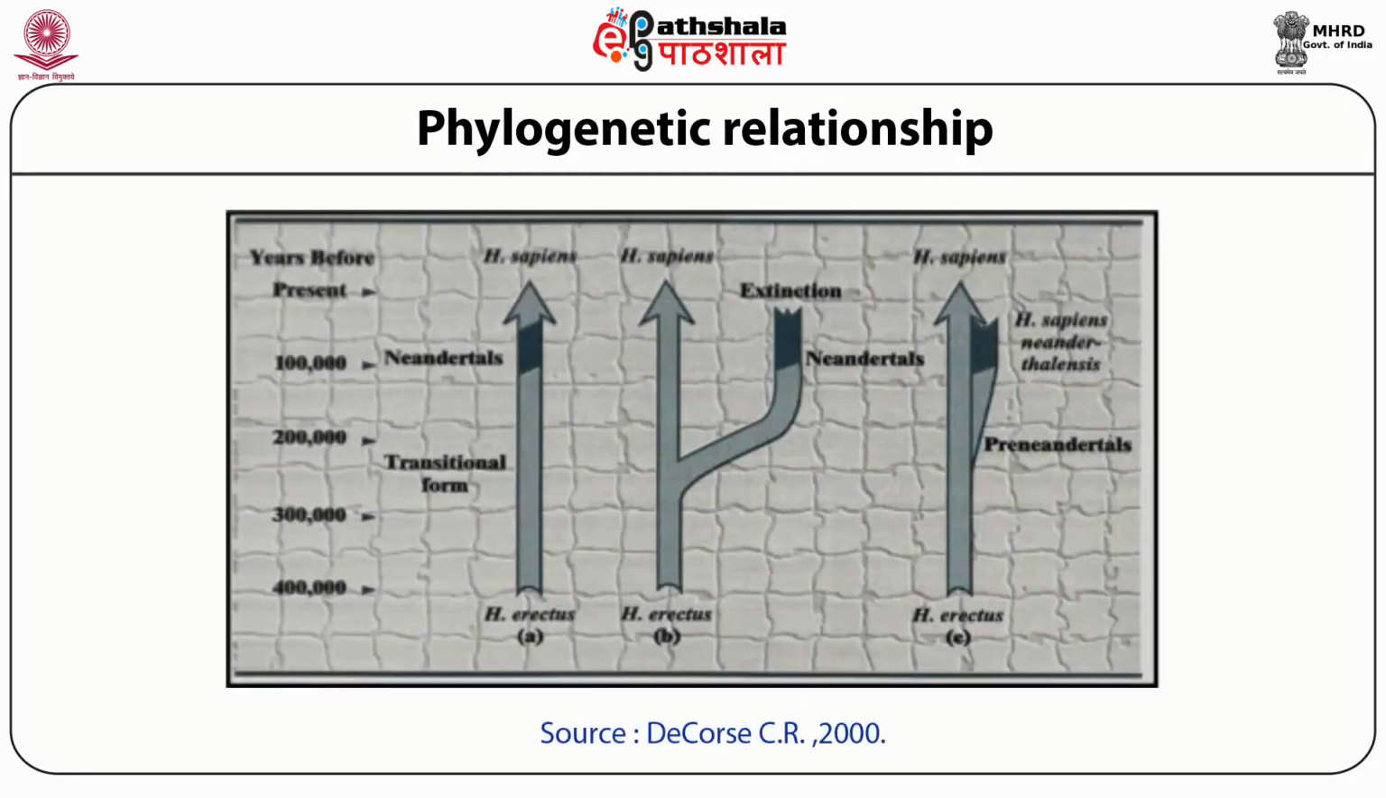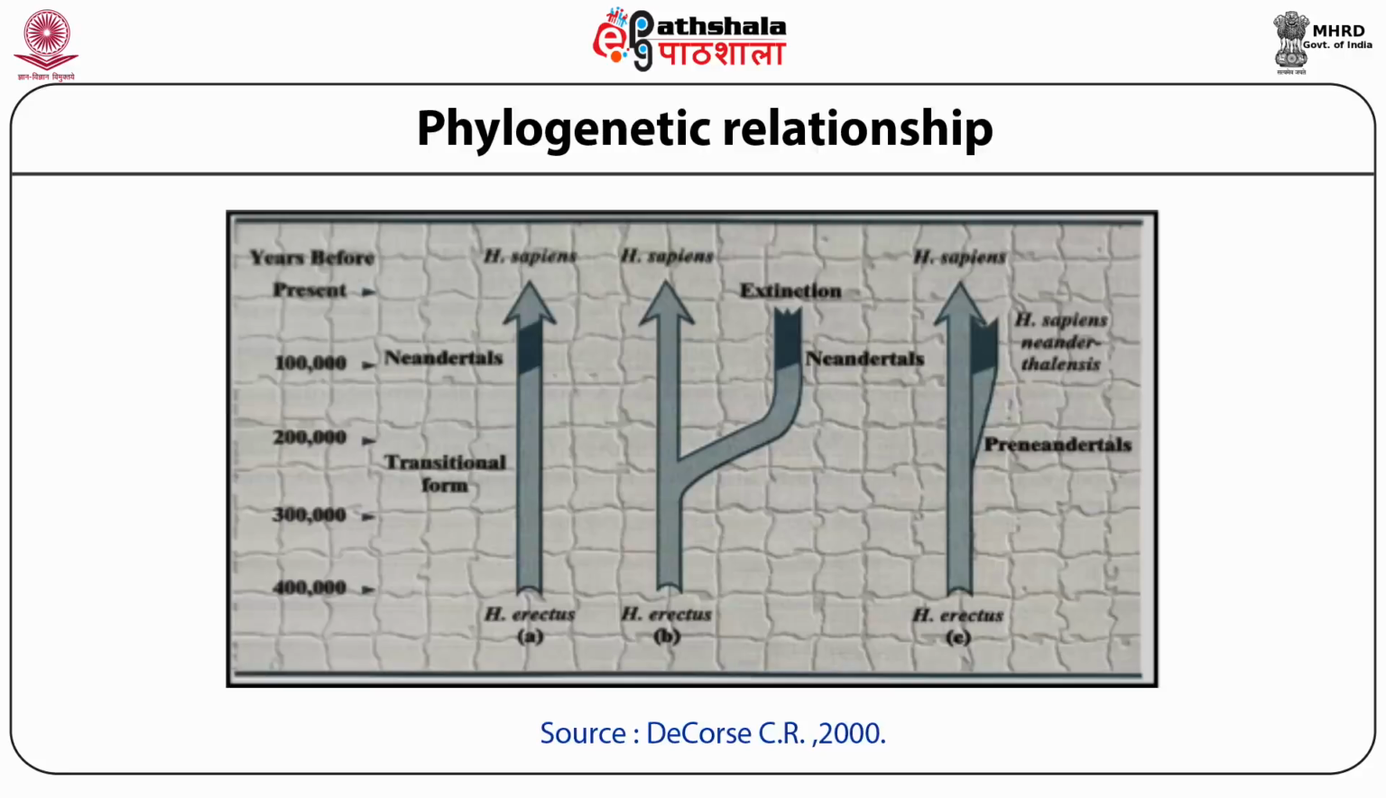Phylogenetic relationship. This figure reflects the phylogenetic relationship of Homo erectus with modern Homo sapiens. There are three interpretations of the evolutionary relationship between Neanderthal and modern human. The first one reflects the unilinear evolution, or unilinear change, from Homo erectus to Homo sapiens. The second figure reflects the separate lineage, where Homo erectus evolved, and later another branch evolved which changed into Neanderthal and ultimately became extinct.